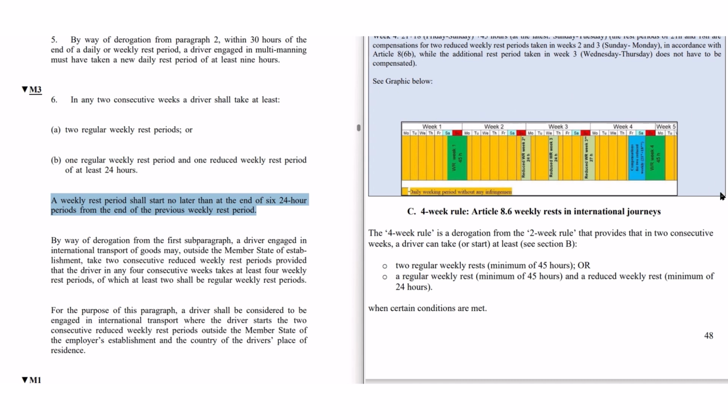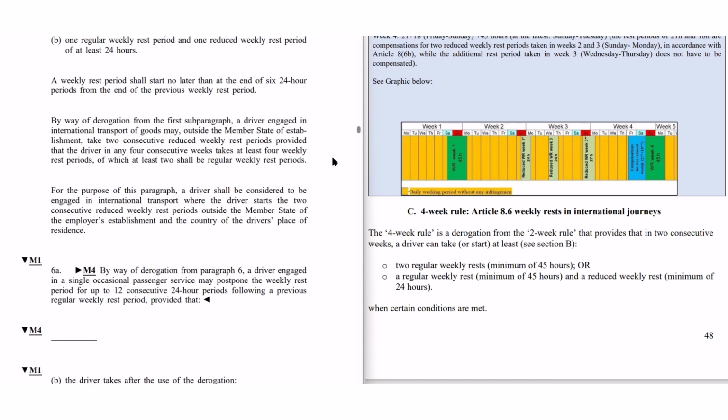Let's now look at what else is required for this benefit. The regulation specifies that to be considered an international transport driver eligible for this benefit, the 2 consecutive reduced weekly rests must be taken outside both the member state of the employer's establishment and the country of the driver's place of residence. So, if your employer is based in the Netherlands and your residence is also in the Netherlands, both of your reduced weekly rests must be taken outside the Netherlands. If the driver's residence is in Belgium and the employer is also Belgian, then any other country outside Belgium will qualify. However, if the driver resides in the Netherlands and the employer is Belgian, neither Belgium nor the Netherlands can be used to take these reduced weekly rests.